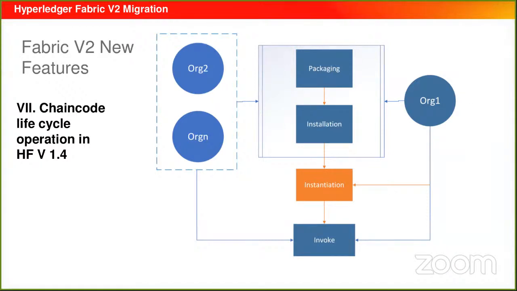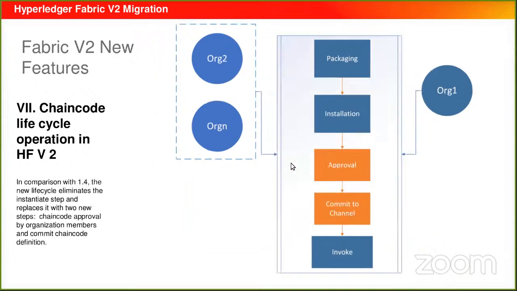Basically, all the packaging and installation was done by this one organization. One of the problems with this architecture was that it was not very democratic, because the other organizations had no say in the chaincode changes or alterations, or in approving or rejecting some of the changes made to the chaincode.